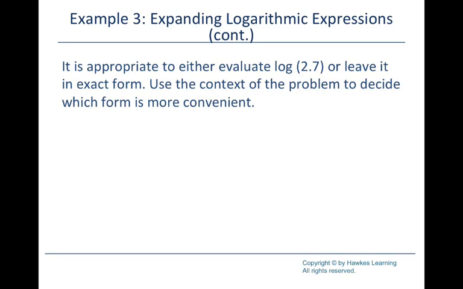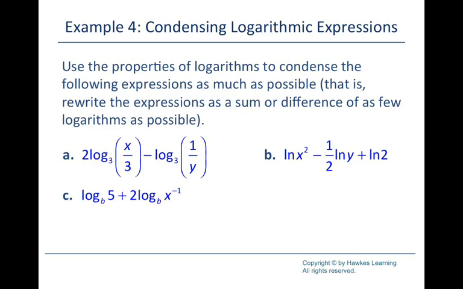It says it's appropriate either to evaluate it or leave it in exact form. Hopefully the context of the problem will help you to decide which you need to do. So condensing them, this is putting them back the other way. If they're subtracted, it's going to become a division problem. If it's multiplied, or if it's a plus, it's going to go in the numerator if there's a fraction. So any numbers in front we want to put back up as exponents.